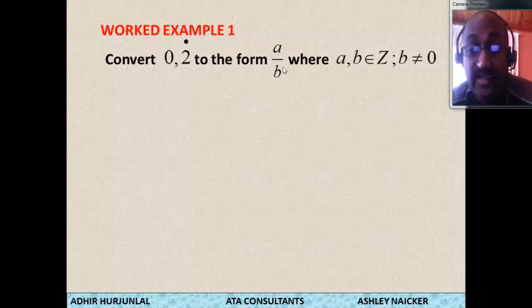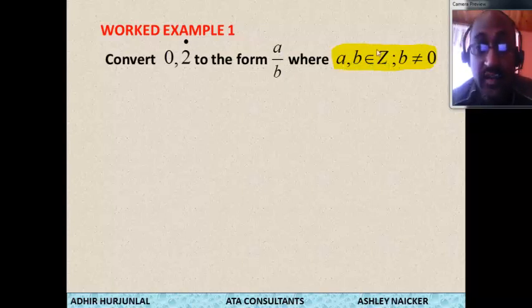We understand A over B is a fraction. Now, 99% of the time, when you see something like this, you don't even worry about it. It's very, very important to understand it. One more time. Convert to the form A over B. A is the numerator, B is the denominator. It tells me here, where A, B are elements of integers. What are integers? Integers are whole numbers. Where there's positive or negative, it's fine, but they have to be whole numbers, which means A has to be a whole number, B has to be a whole number.